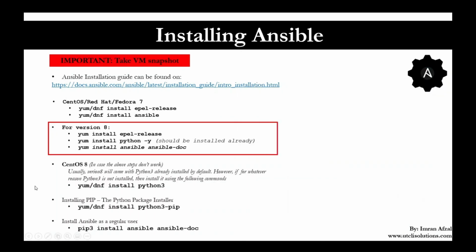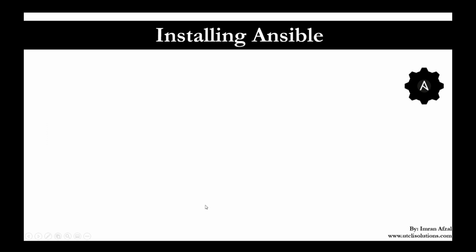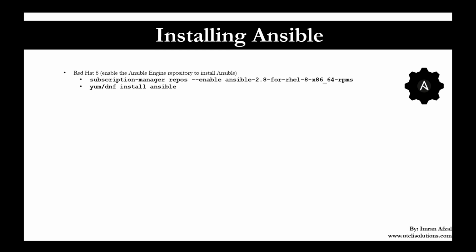The next thing is if you are using CentOS 8 and the above steps don't work, then follow these steps. So usually version 8 will come with Python 3. If it's not, then you follow these steps. Yum install Python 3 and then use the Python package installer to install Ansible, which is pip3 install ansible-doc. All right, moving on. If you're using Red Hat 8 and the above steps that we followed did not work, then you have to enable the Ansible engine repository to install Ansible. And for that, you will run the command subscription-manager repos --enable the Ansible repositories and then install Ansible.